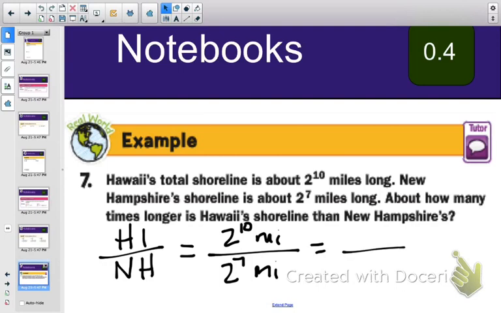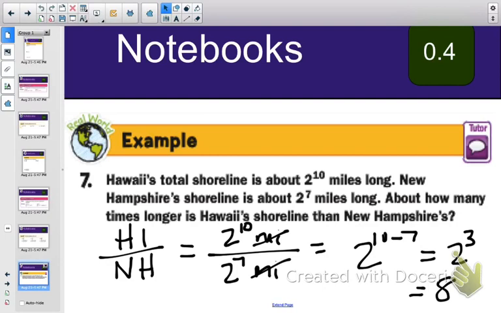So then we just divide these, and again they have the same base of 2, so I actually don't need that fraction line. The units cancel, so we get 2, and then I'm going to subtract the top, 10 minus 7, which gives us 2 to the 3rd. 2 to the 3rd comes out to be 2 times 2 is 4, 4 times 2 is 8. So this tells us that Hawaii's shoreline is about 8 times larger than New Hampshire's. Alright, and that is all for this one.